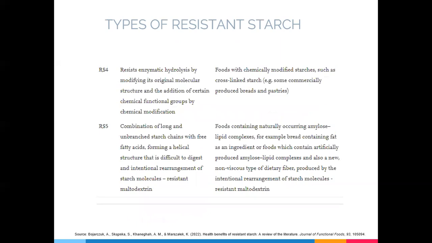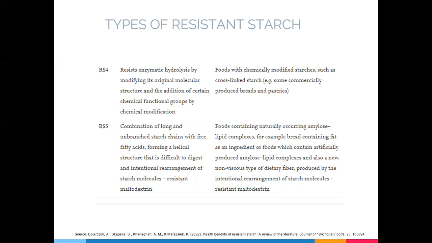Next is RS4. RS4 is a type of starch that resists enzymatic hydrolysis by modifying its original molecular structure and the addition of certain chemical functional groups by chemical modification. So this type of starch is usually made in the laboratory. Its occurrence is in foods with chemically modified starches, such as cross-linked starch, which is usually modified in a lab. It is also found in some commercially produced breads and pastries.